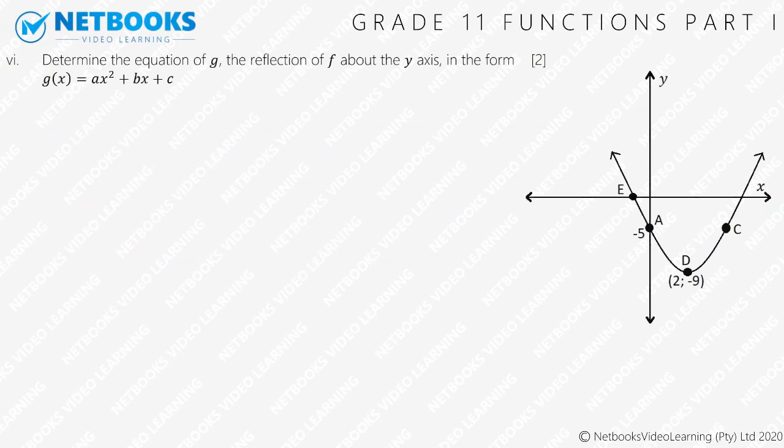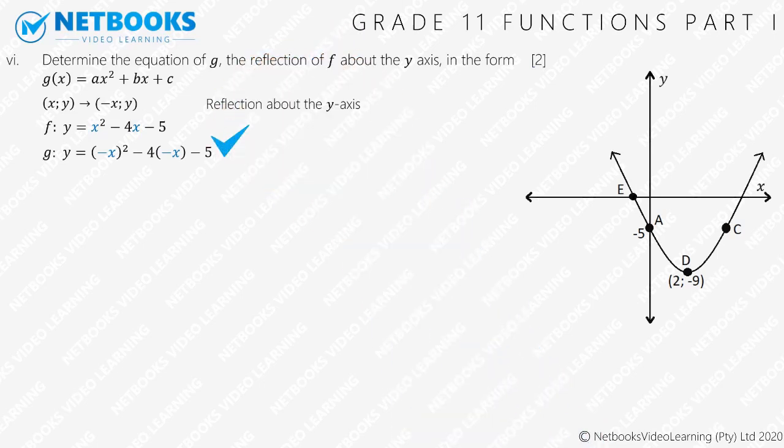We now need to determine the equation of g, which is the reflection of f, about the y-axis, in the standard quadratic form. We know that for a reflection about the y-axis, we need to make x negative. Looking at the original function for f, there are 2 places we need to make x negative. Note that for the x squared position, only the x needs to become negative, not the whole power. So instead of x squared, we get -x all squared. Instead of -4 times x, we have -4 times -x. Correctly applying the transformation is worth a mark. Now, we multiply out everything and simplify to get g in the standard quadratic form. The final answer is worth a mark.